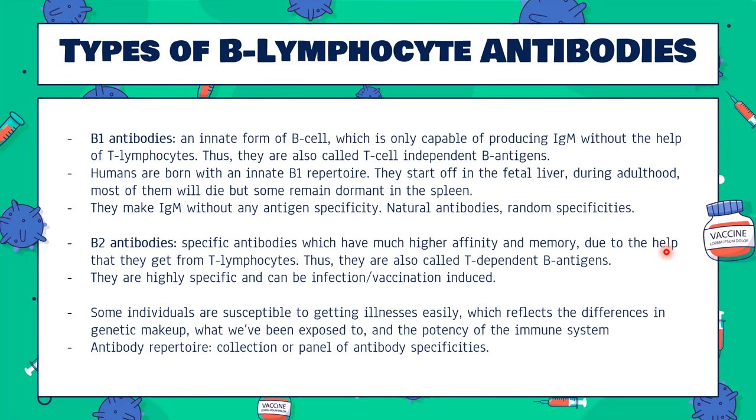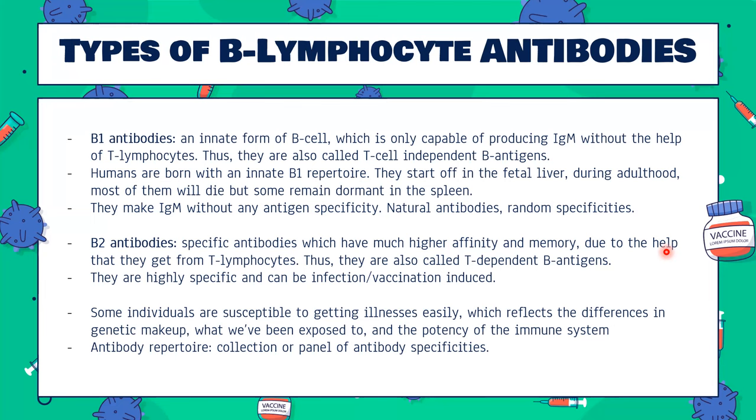B2 antibodies are specific antibodies. They are produced for that specific pathogen or for that specific antigen. And so they're going to have a much higher affinity and a much longer memory. And because they get help from our four-year-old boy, our T helper cell, they are called T dependent B antigens. They require activation. Our B1 innate cells don't really do that. They're like, nah, I've got this covered. I don't need any help. So they are our T cell independent B antigens.